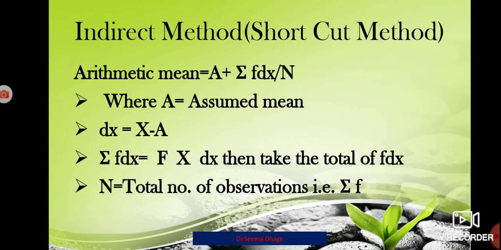Now we will go for the indirect method. It is also called the shortcut method. So here we have the formula a plus sigma f dx upon n, where a is assumed mean, dx is equal to x minus a, x is variable, variable minus assumed mean. After that sigma f dx, f multiplied by dx, then we have to take the total of f dx, and after that n is total number of observations, that is sigma f.